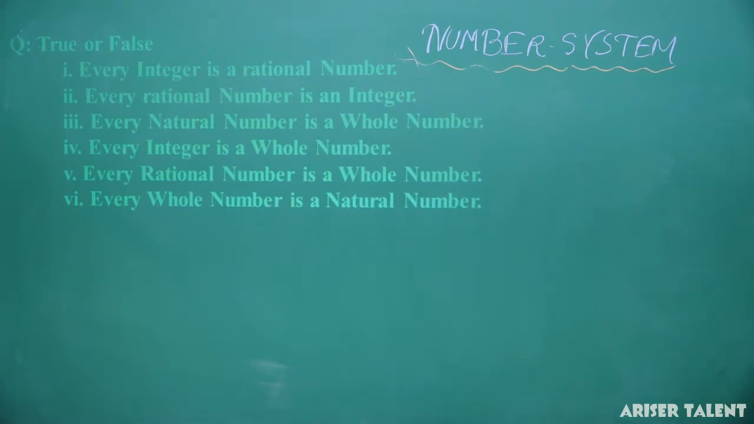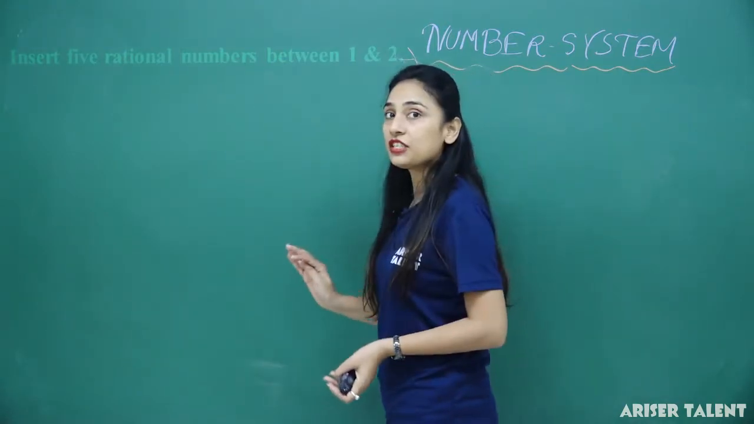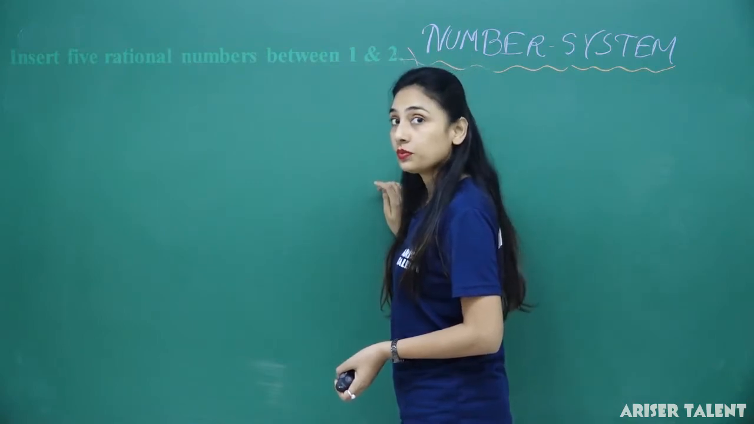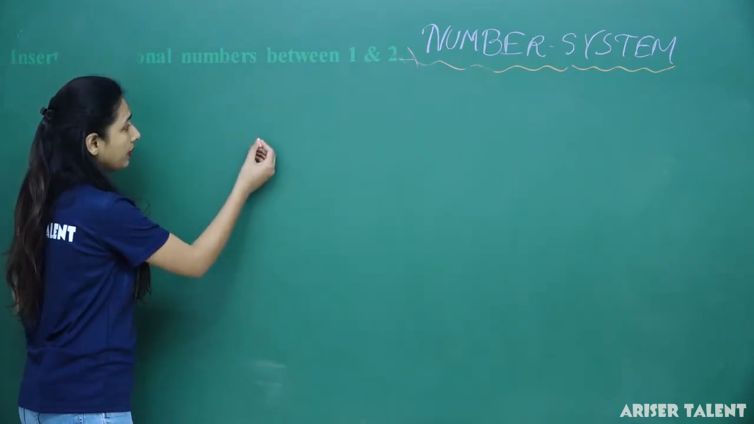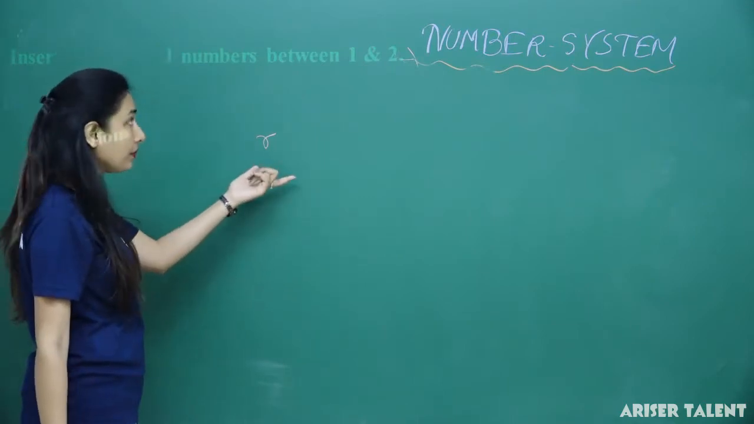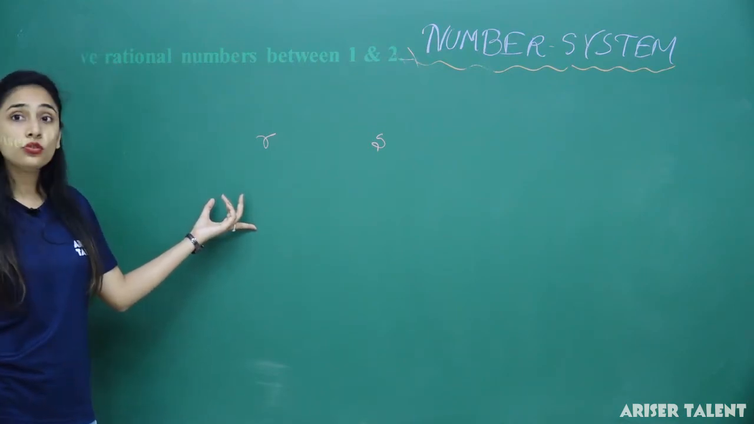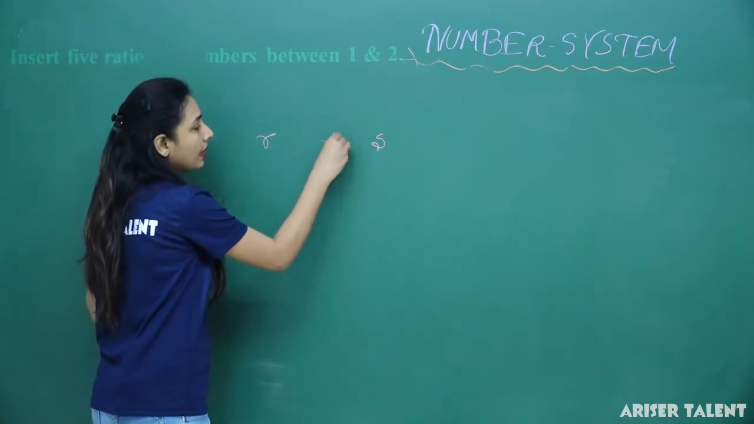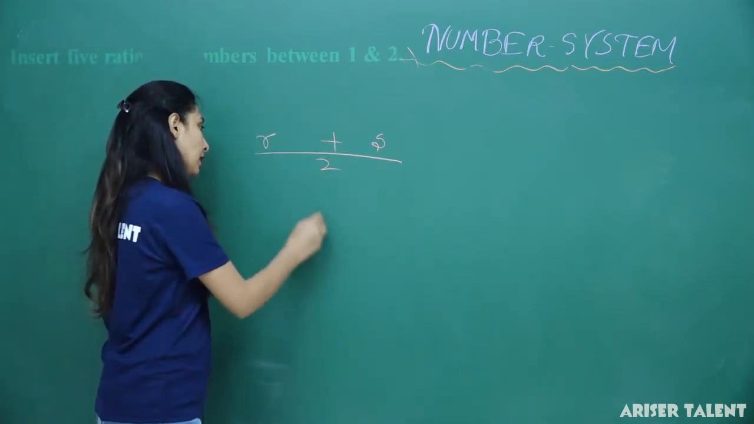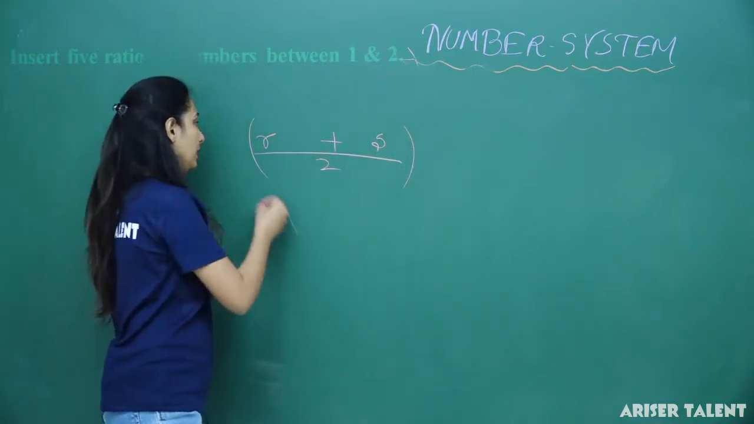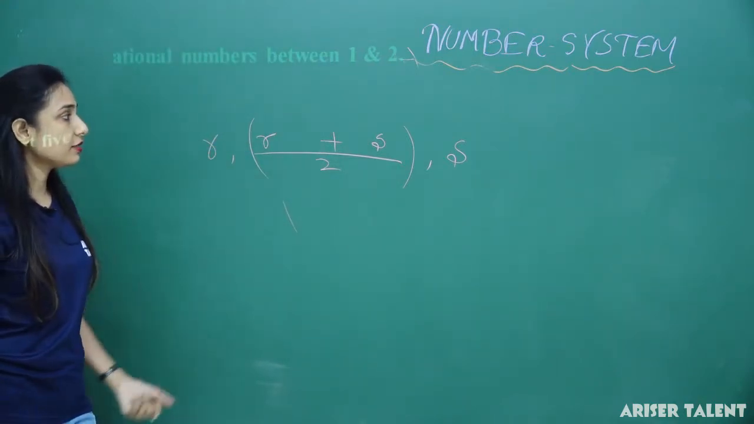The next question is: insert 5 rational numbers between 1 and 2. Now students, in our previous classes you may recall that if we have some number r and some number s, and I have to insert a number between these two, I simply add them and divide by 2. So there will be a number r plus s by 2, and that will for sure be in between r and s.